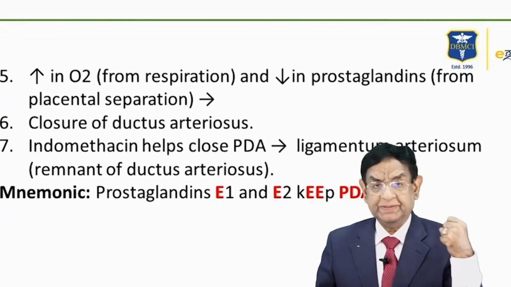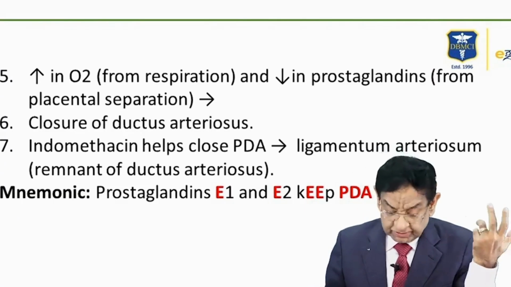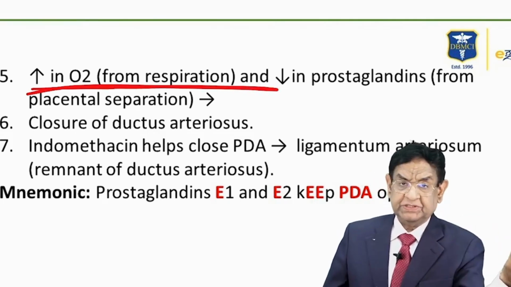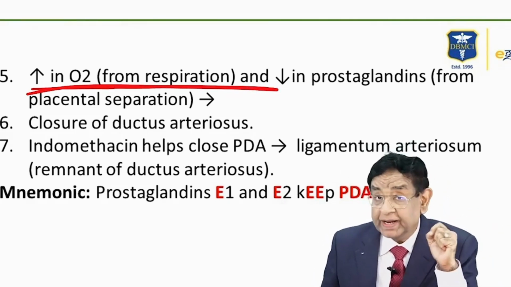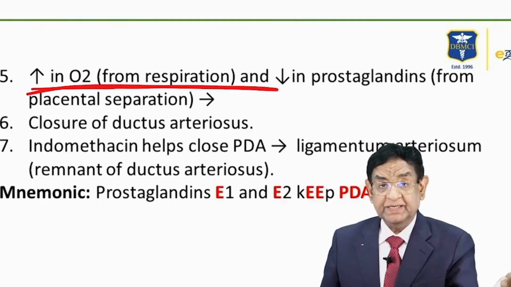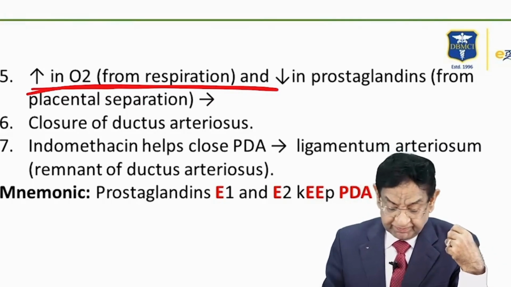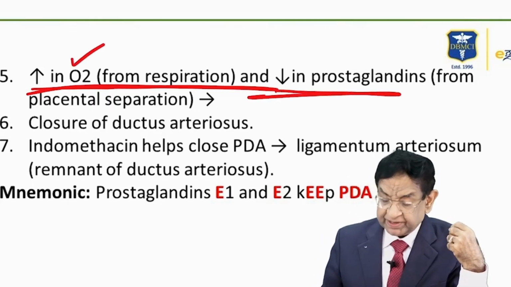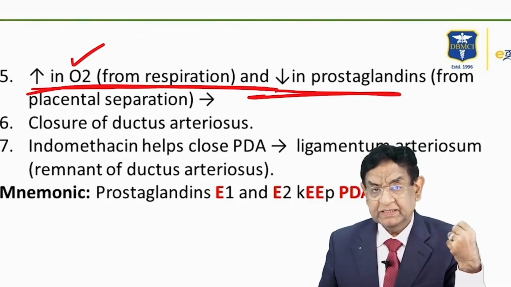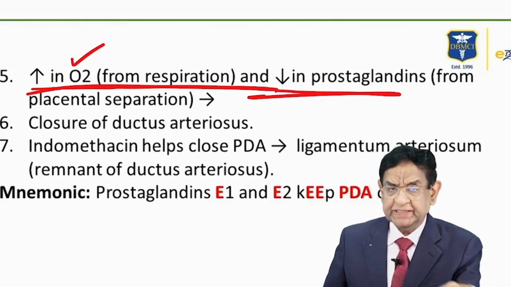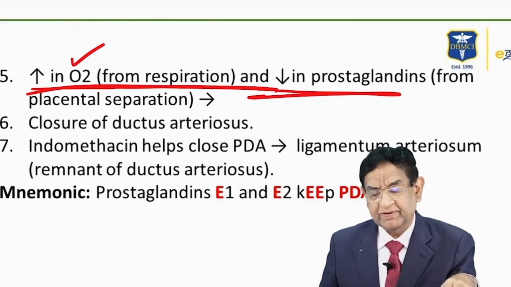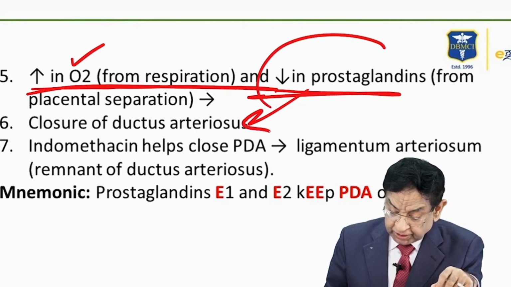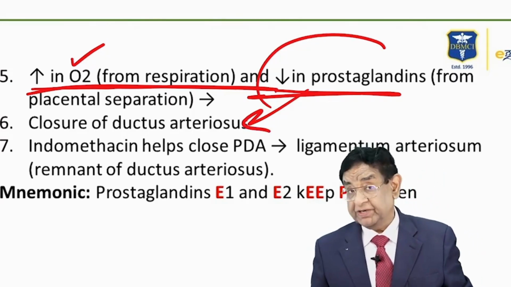So what happened? Now there is increased oxygen in the left atrium. Why? Because the blood is now coming directly from the lungs, so we have more oxygen in the left atrium. Prostaglandin level gets reduced because once the placenta is separated and the cord is cut, the prostaglandin level falls. This reduced prostaglandin leads to the closure of the ductus arteriosus.